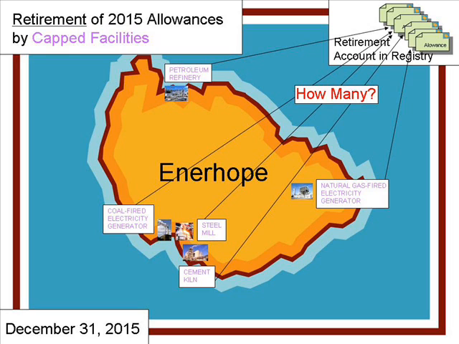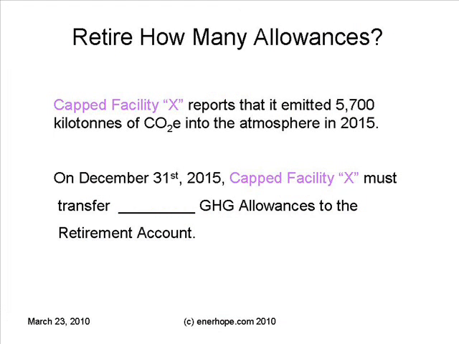How many allowances should each capped facility retire? Here's a working example of a retirement calculation. How many allowances must capped facility X transfer to the retirement account at the end of 2015? That's right, 5,700 allowances. Notice that one allowance represents 1,000 tons of carbon dioxide equivalent.